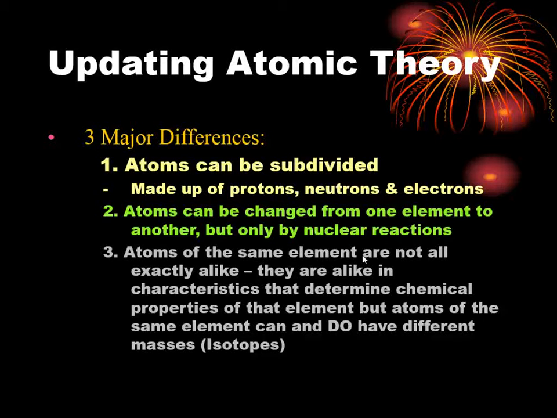And atoms of the same element are not all exactly alike. They're alike in their characteristics or properties, but sometimes they can have isotopes or ions, right? Which means they have a different number of electrons or a different number of neutrons. Okay? So just because it's a carbon atom, it doesn't mean that it has the exact same number of electrons and neutrons. It means it has the exact same protons, and it has the same kind of chemical properties or physical properties.